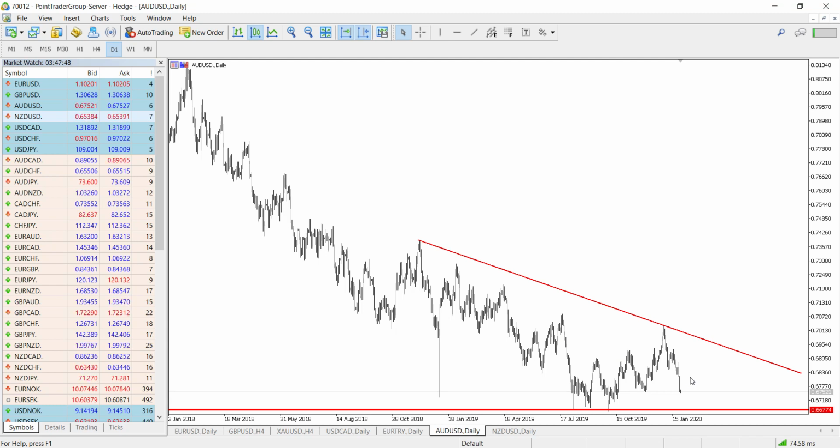Let's move to the Australian dollar against the American dollar on the daily time frame. We will be waiting for the pair to reach this support level 0.6677. This is where we can look for some bullish evidence for unexpected movement to the upside that might reach this downtrend line for the third time.